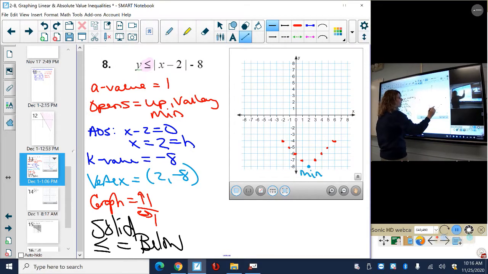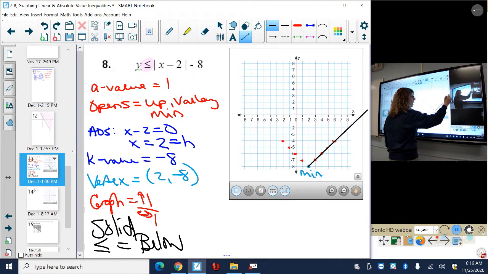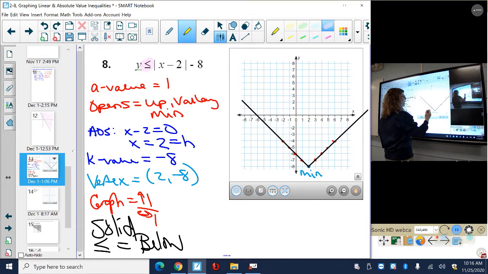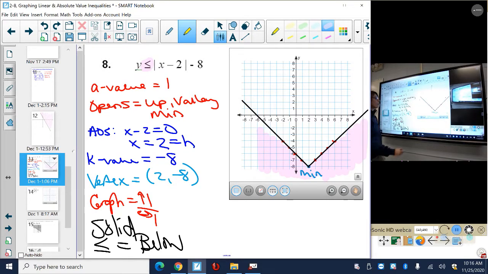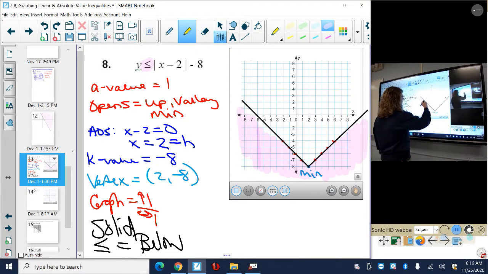So I'm going to connect these with a solid line, but I'm going to shade below each and every one of those points. So I'm shading on the outside of my valley. Okay? I am shading on the outside of my valley.